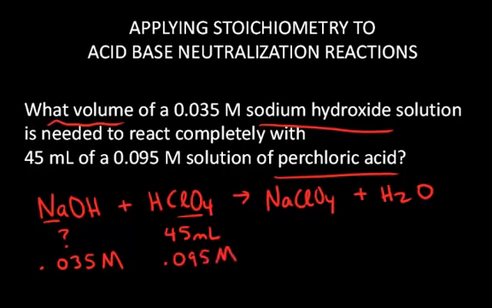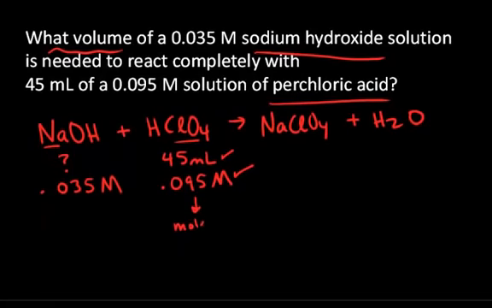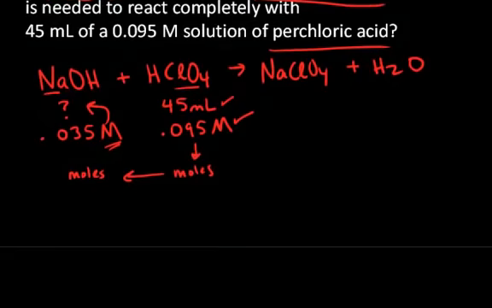Okay, so to work this problem, since we're given a volume and a concentration in units of moles per liter, we know from that information we can determine the number of moles of this reactant. And once we have the number of moles of one reactant, we can very easily, using our stoichiometry, determine the number of moles of the other reactant, and then using the molar concentration, determine the unknown volume needed. Okay, so that's going to be our conversion sequence.